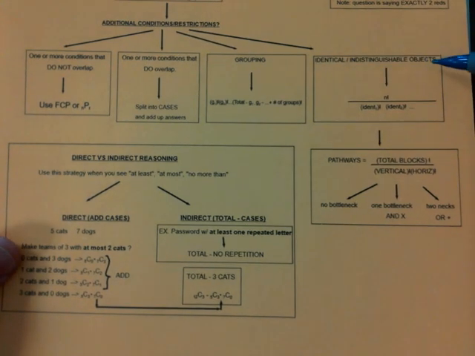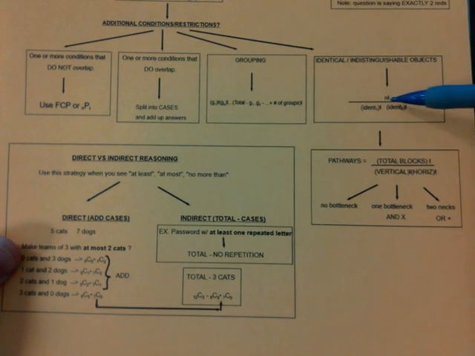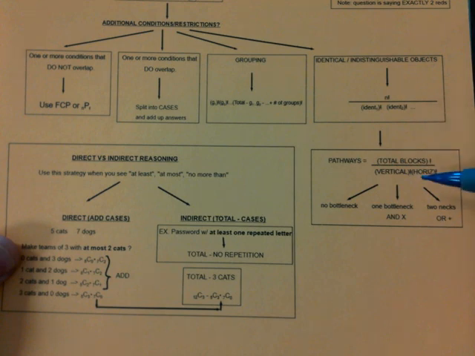Identical or indistinguishable objects, you've got to make sure you divide out the identicals. Look at the marbles question in the quiz. You have to divide out stuff you can't tell apart. Letters in a word that are doubling up, you've got to factorial that and divide it out.